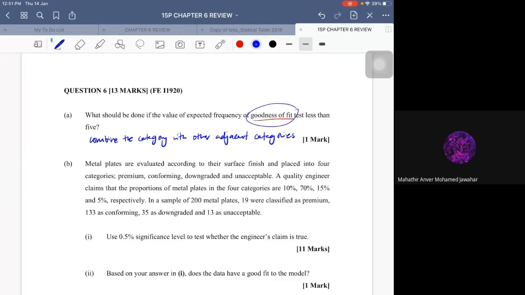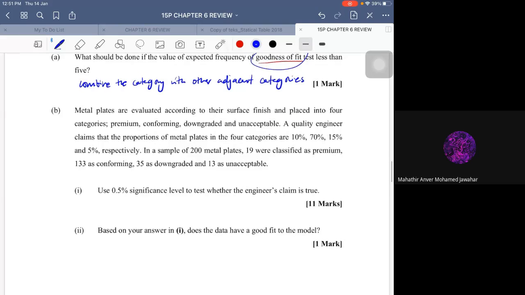Okay, and question number B. It says over here, metal plates are evaluated according to their surface finish and placed into 4 categories. So this is the first information that we have: 4 categories. The categories are premium, conforming, downgraded, and unacceptable. A quality engineer claims that the proportion of metal plates in the four categories are given by these percentages. So we are given percentages and we have to test whether or not our sample actually follows these percentages.